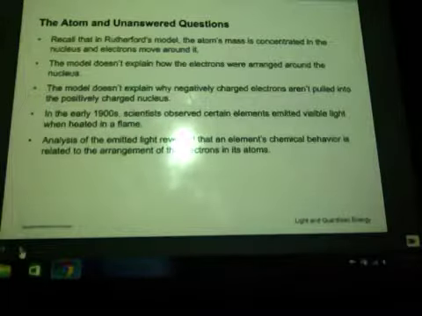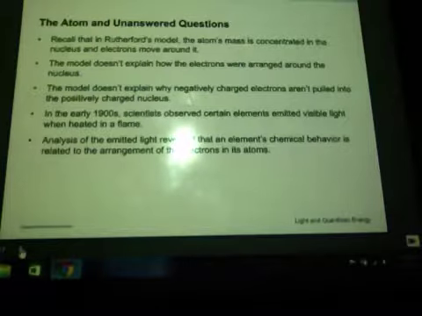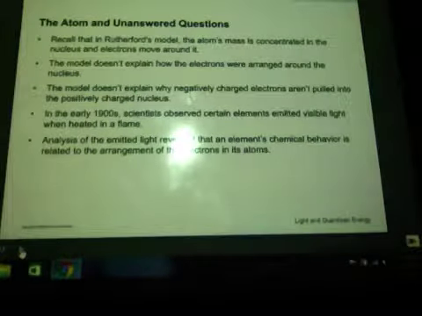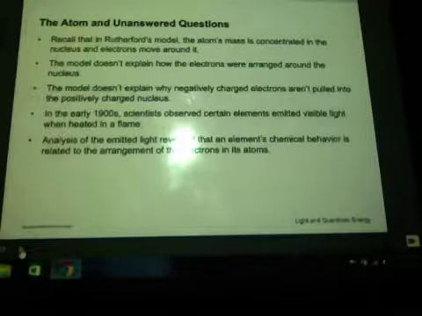Starting with the main parts of Chapter 5 then. The atom. We now have the scanning tunneling microscope that we can use to look at atoms. However, we don't know everything about atoms yet.